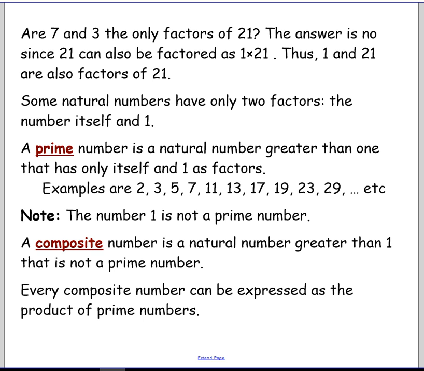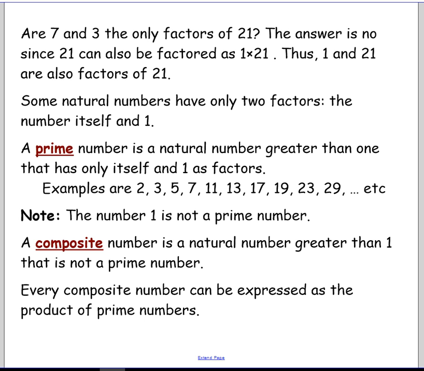Some natural numbers only have 2 factors, the number itself and 1. These are called prime numbers. A prime number is a natural number greater than 1 that only has itself and 1 as factors. So examples are 2, 3, 5, 7, 11, 13, 17, 19, 23, 29, and so on.